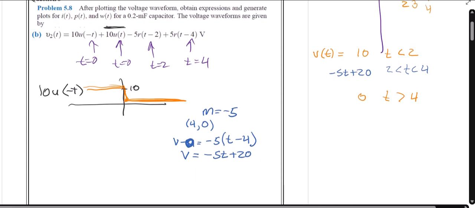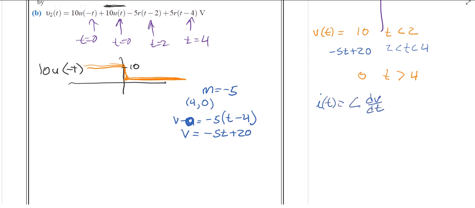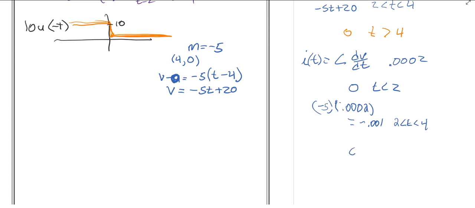Okay, so i(t) equals C dv/dt, and C is 0.2 milli, which is 0.0002. So it's 0 for t less than 2, because the derivative of 10 is 0. The derivative of -5t plus 20 is -5, so I'll have -5 times 0.0002, which is -0.001, for t between 2 and 4. And then greater than 4, we're at 0 again.